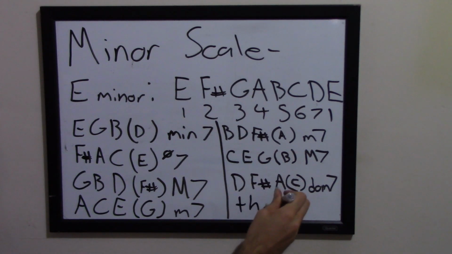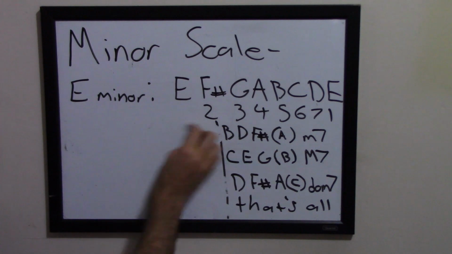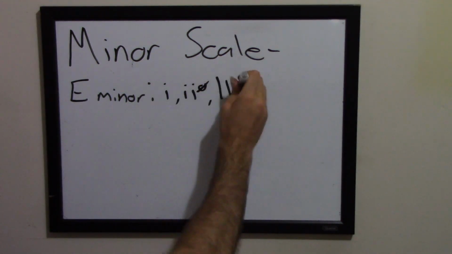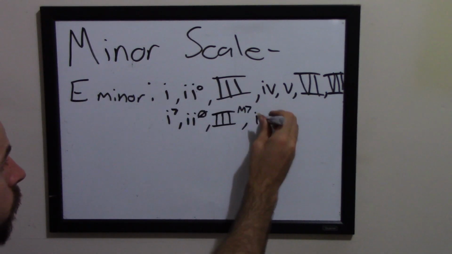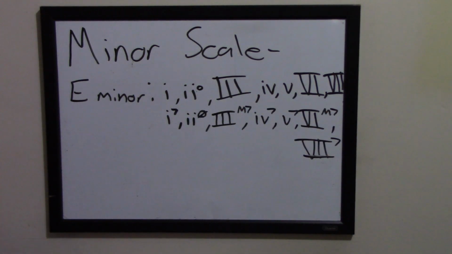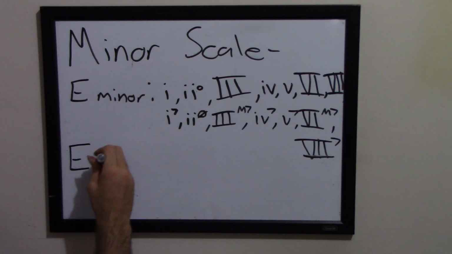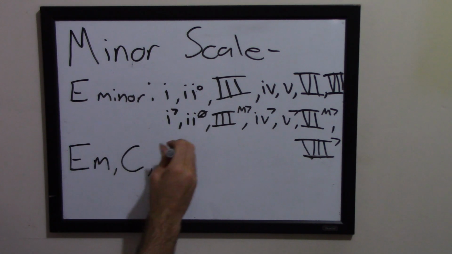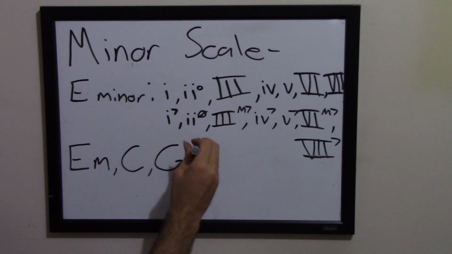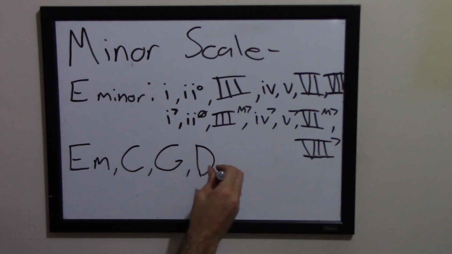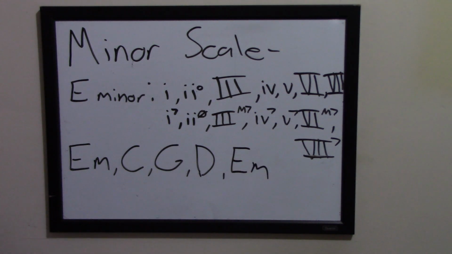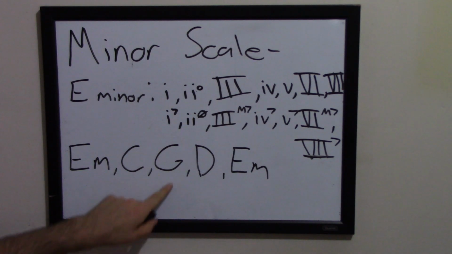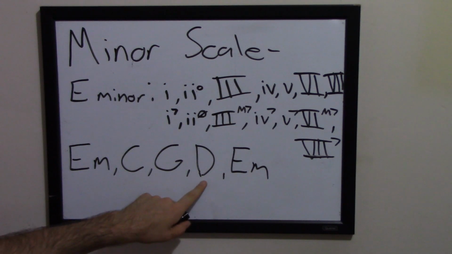And then that is all of the chords that come out of the minor scale. So if you one day out in the wild heard a chord progression that sounded something like this: E minor, C major, of course, G, D, E minor. What would that be? It was E minor, C, G, D.